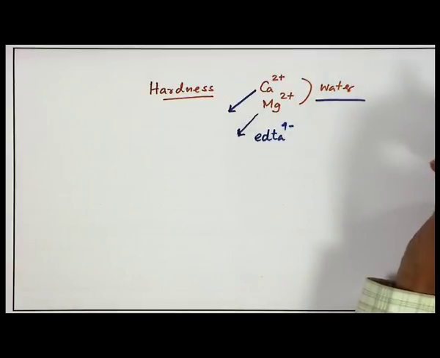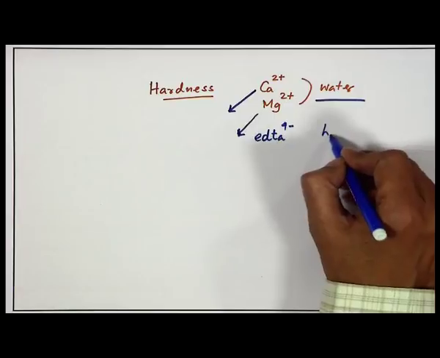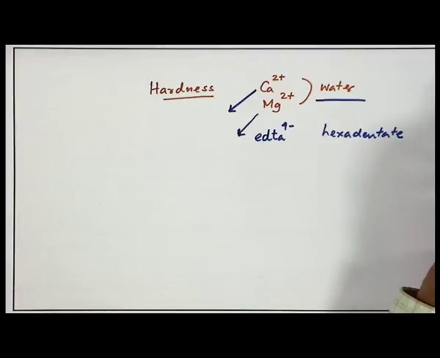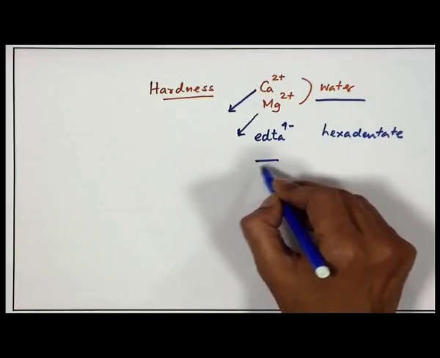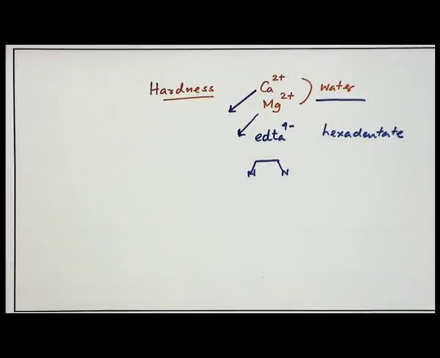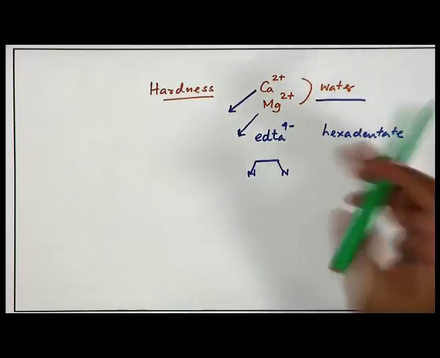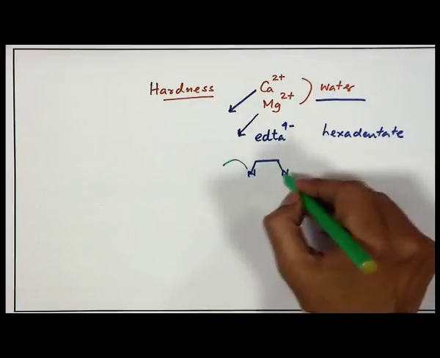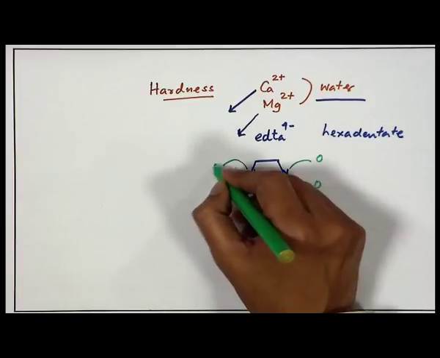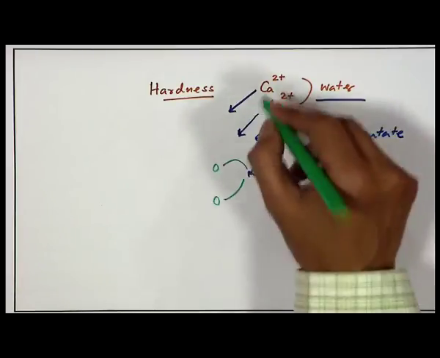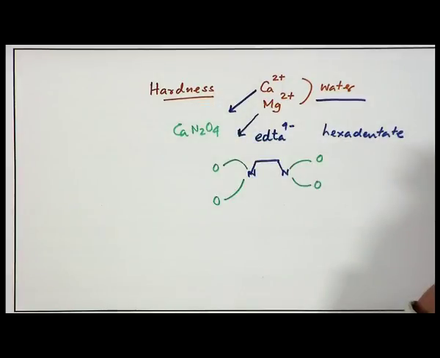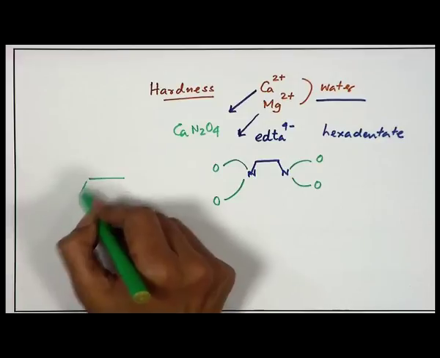EDTA 4-, ethylenediaminetetraacetic acid. So, this is our hexadentate ligand, and we have seen that this has an ethylenediamine backbone. That ethylenediamine backbone will then tell us that it has 2 nitrogen along with 4 oxygen. So, these are the abbreviated form of that ethylenediaminetetraacetic acid. So, when it binds, we get a calcium N2O4 complex, and how do we immediately draw it?